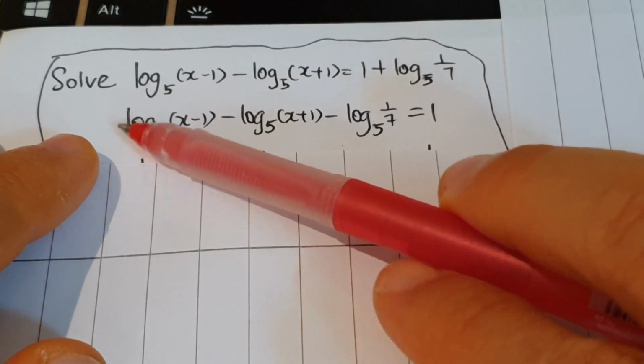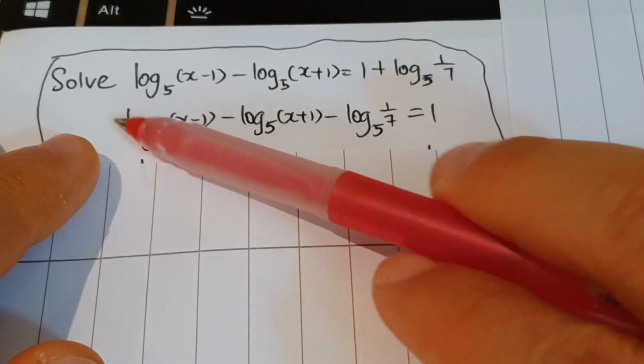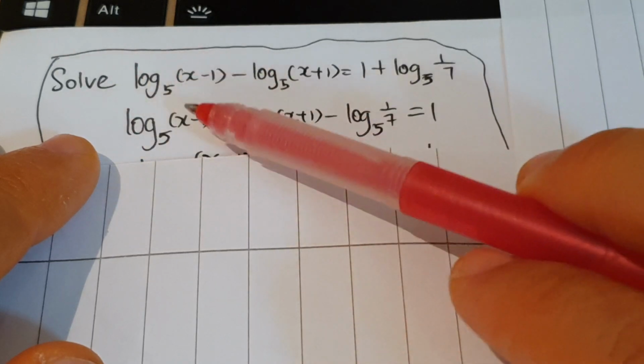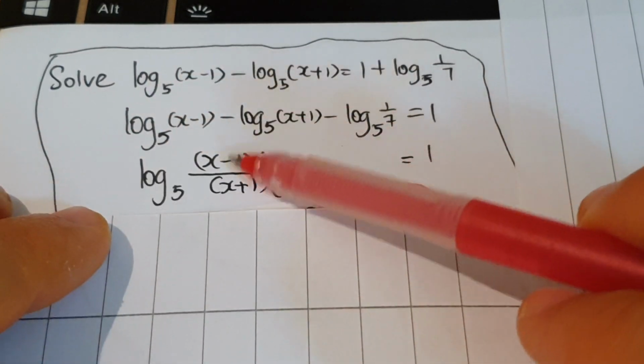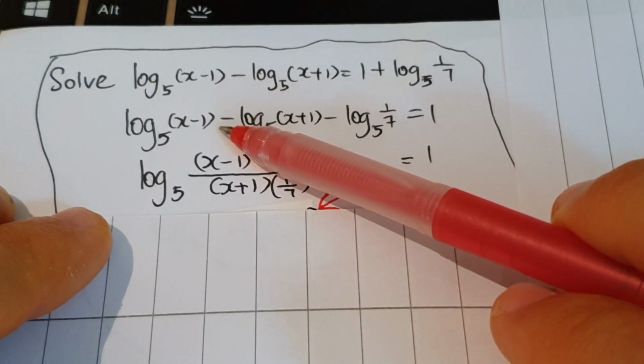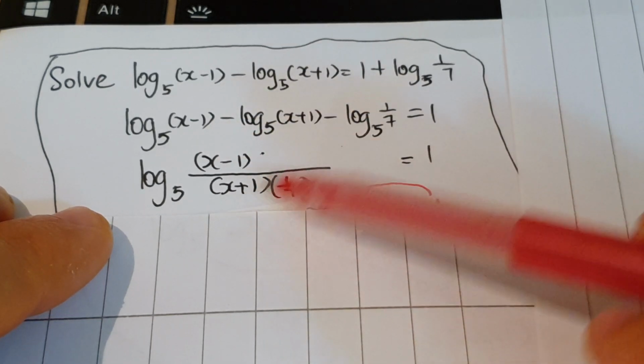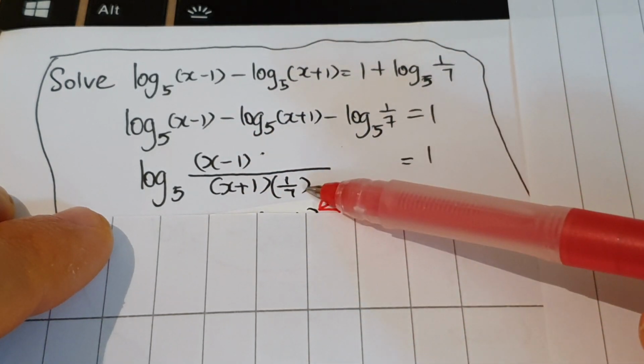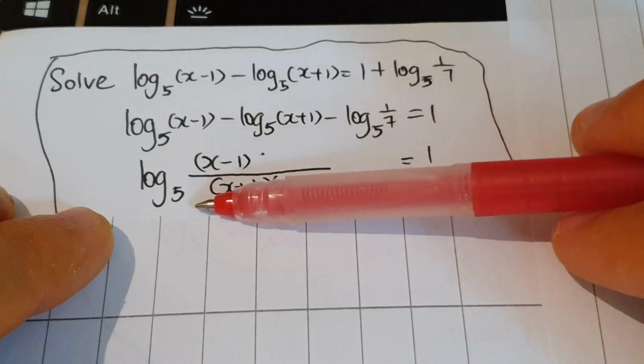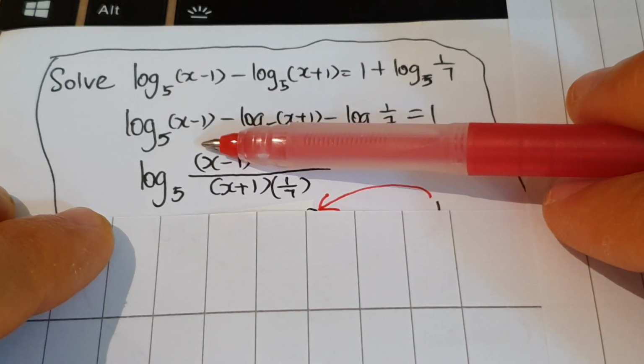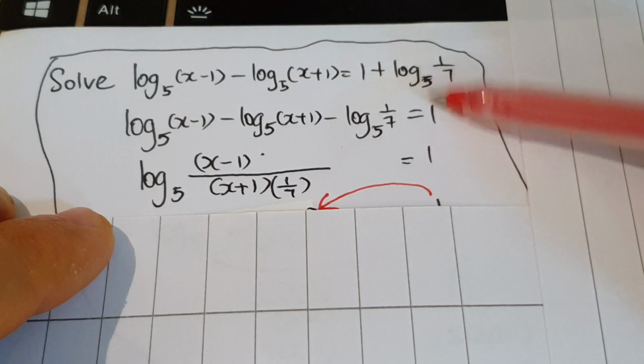Now when you see a positive here, of course they don't write this here. Don't write means it's positive. It means that your argument is at the numerator. When it's negative, your argument is at the denominator. So this is x over x minus 1 over x plus 1 times 1 over 7. Okay, and the number you leave it here.